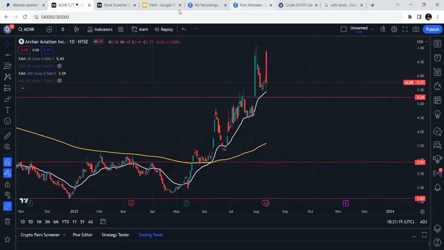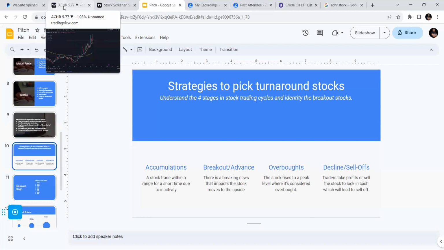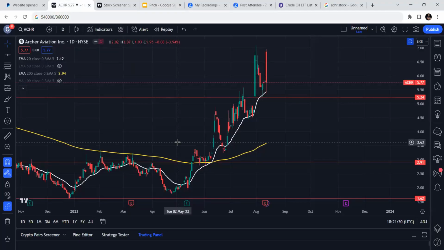Now, as more buyers step in, the price will start going up. So if you go back to the slide, the next part is what? Breakout and advance. For breakout and advance, I will show you different stocks that have shown this sign, not only ACHR, so it won't look like I only pick one stock. So this breakout, and then the stock has started advancing.